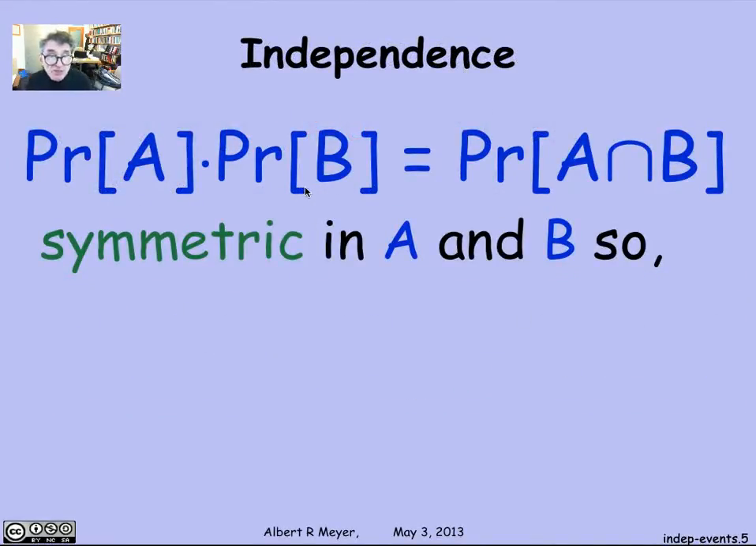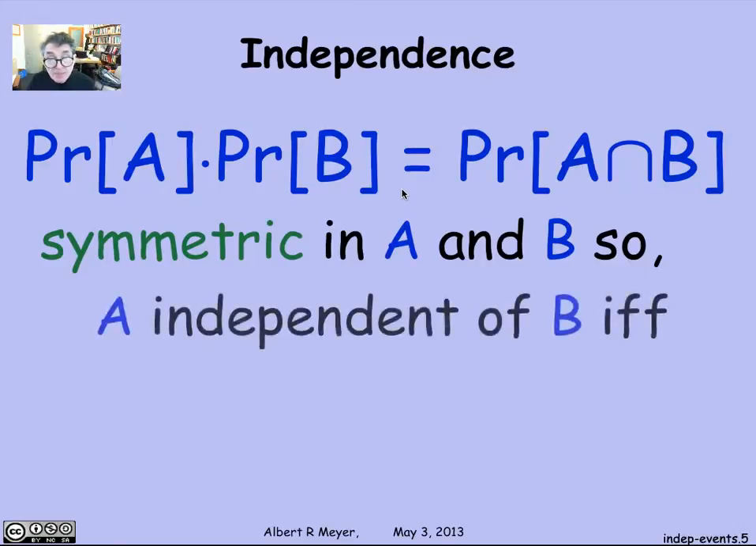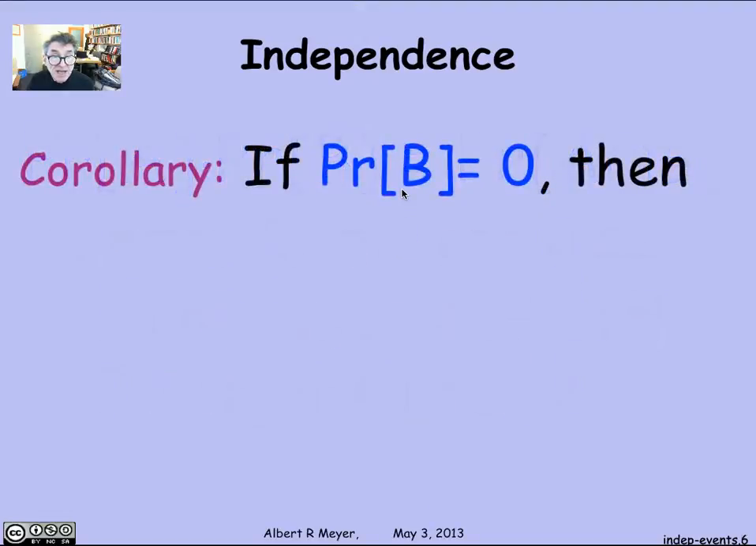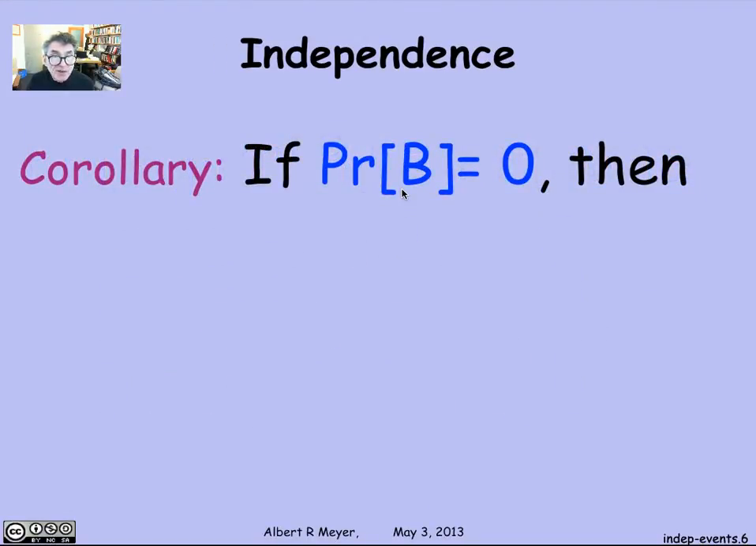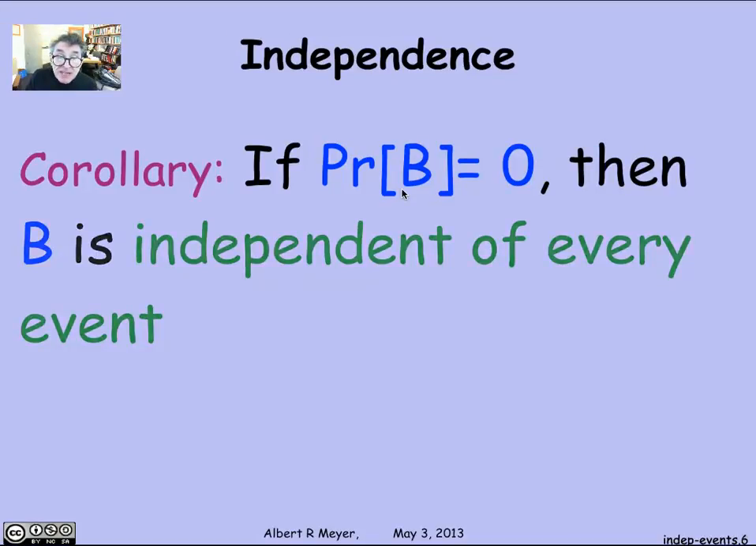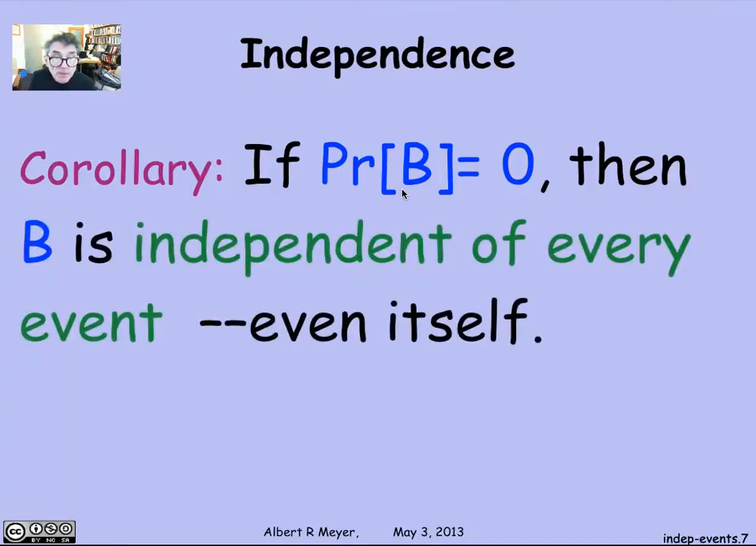Looking at this definition, what you can see immediately is that it's completely symmetric in A and B. Since multiplication is commutative and intersection is commutative, which is A and which is B doesn't matter. And what that implies then is that A is independent of B if and only if B is independent of A. Now, another fact that holds is that if the probability of B happens to be 0, then vacuously B is independent of everything, even itself, which isn't important but is a small technicality that's worth remembering by that definition.